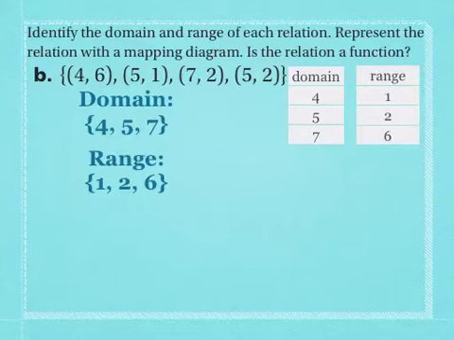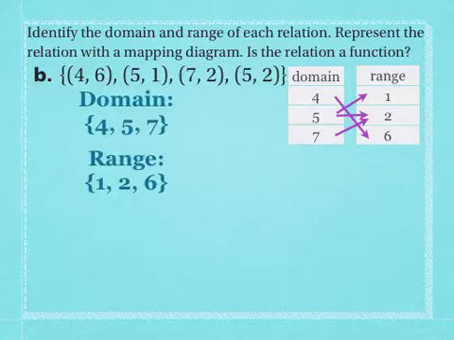Just like before, I'm going to draw an arrow from the domain to the corresponding range value. So the first ordered pair is 4, 6, so I need to draw an arrow from the domain value 4 to the range value 6. For 5, 1, I would draw an arrow from 5 to 1. For 7, 2, I'm going to draw an arrow from 7 to 2, and then for 5, 2, I would draw an arrow from 5 to 2.